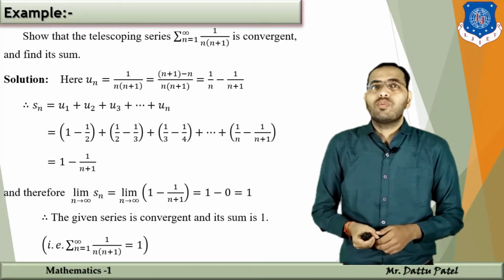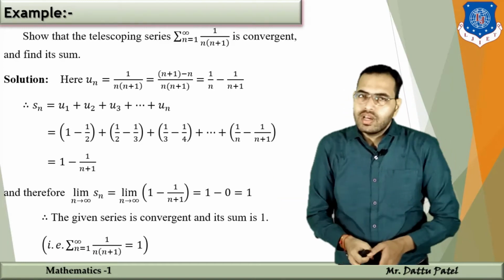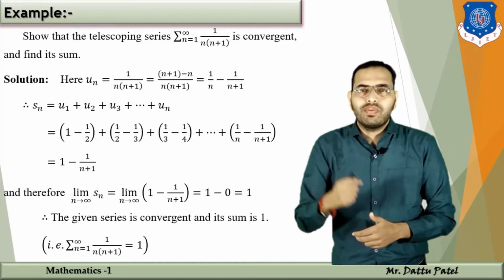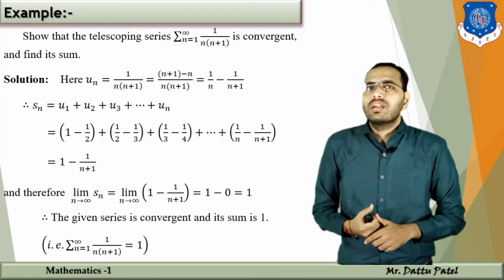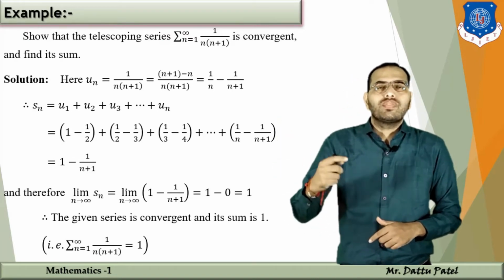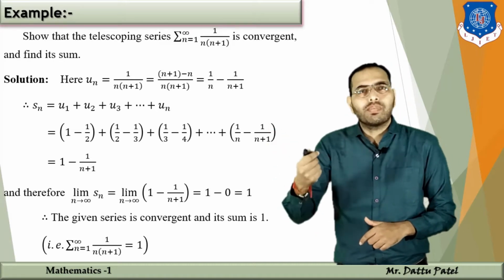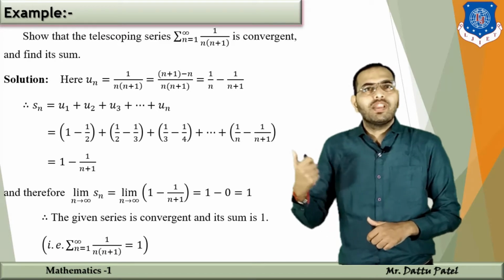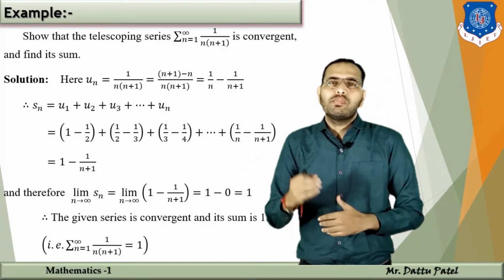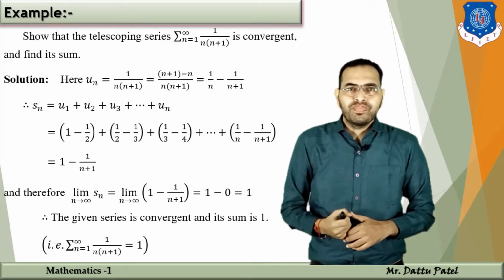Now, with the help of the partial fraction method as well as the term adjustment method, here I use the term adjustment method. In the numerator we add and subtract n and simplify it, then we get 1 upon n minus 1 upon n plus 1.